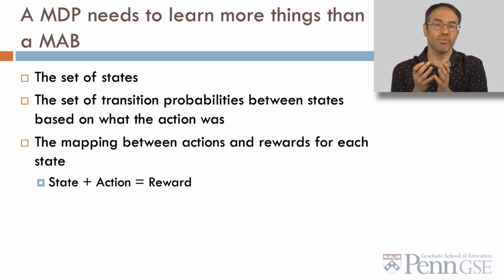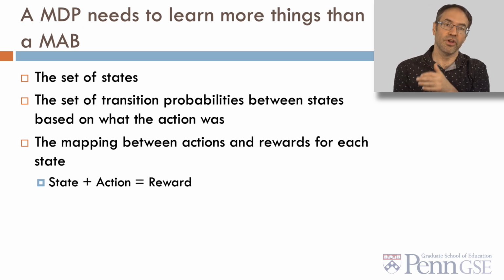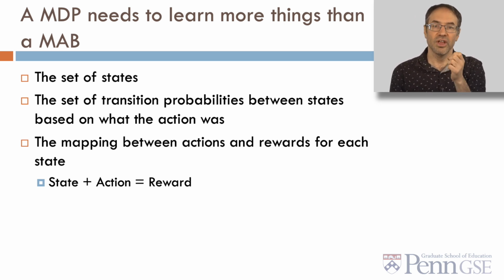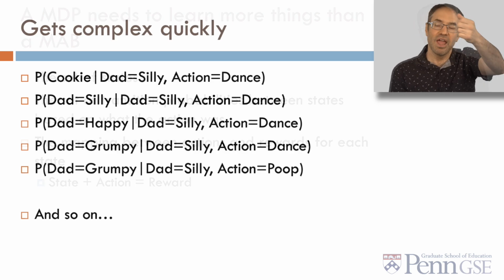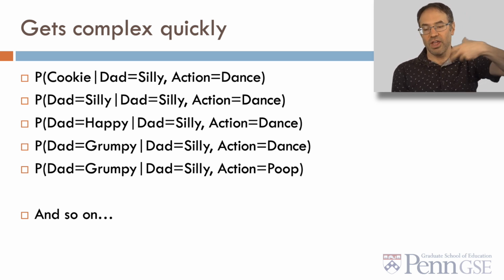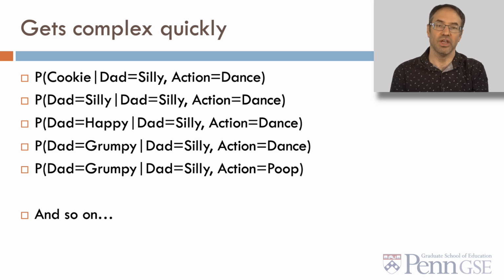So, a Markov decision process needs to learn more things than a multi-armed bandit does. It needs to learn what the set of states are. It needs to learn the set of transition probabilities between the states based on what the action was. This may seem very similar to hidden Markov models. It needs to learn the mapping between actions and rewards for each state, where state plus action equals reward. And it gets complex very quickly. This is just a few of the many examples that it has to learn for the case where my daughter is figuring out what action to do based on my mood to get herself a cookie.